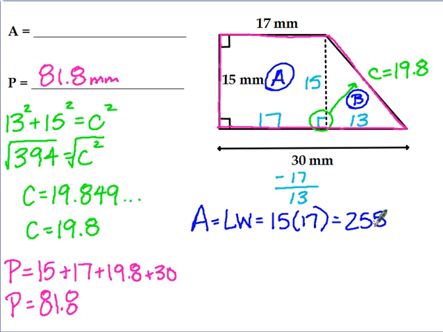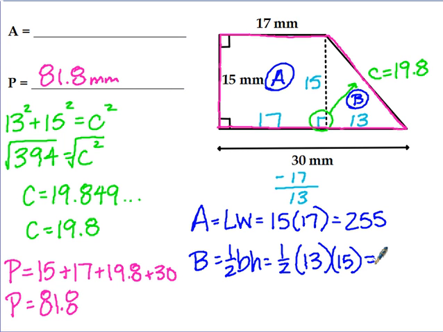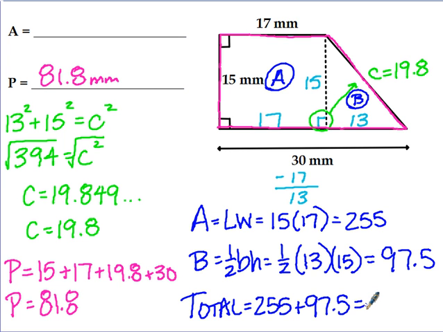And then the area of B is a triangle, 1/2 base times height. So the base is 13 and the height is 15. And 1/2 13 times 15 is 97.5. So our total area, we're just going to add those up. 255 plus 97.5 gives us a total area of 352.5. And again, don't forget your units. So that's millimeters squared.